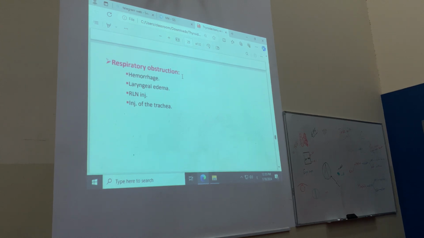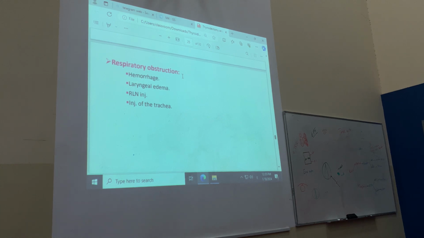These are the causes of respiratory obstruction that could be present after the operation, like hemorrhage. And we mentioned that if we have hemorrhage, which type of hemorrhage could be associated with respiratory obstruction? Reactionary. And if we have reactionary hemorrhage together with respiratory stress or respiratory obstruction, what is the initial line? I should remove all of the sutures before entering the OR.